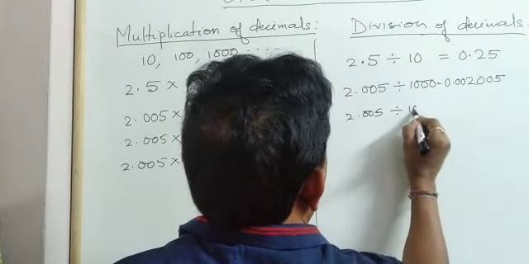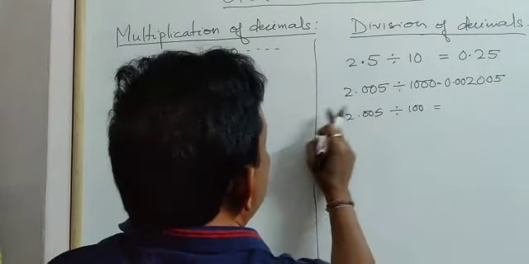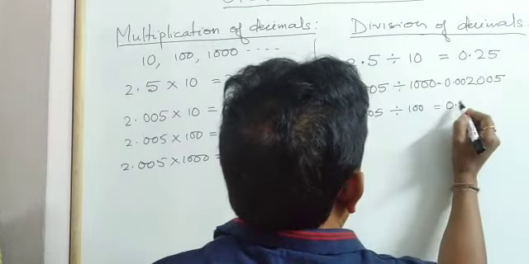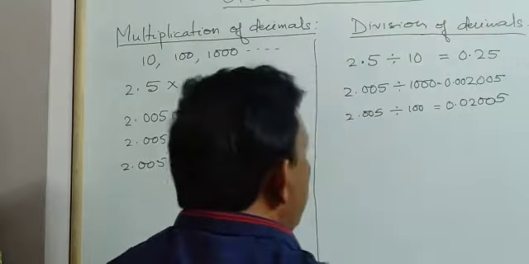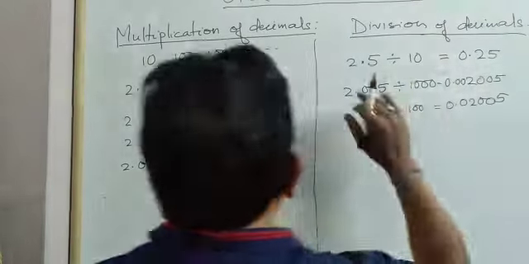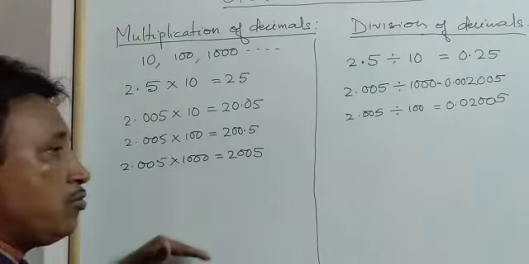Now if I divide it by 100, what will happen? This decimal will move 2 digits towards the left. So it will be 0.02005. So this is division of decimals. Now multiplication of decimals, I'll show you some more on this.